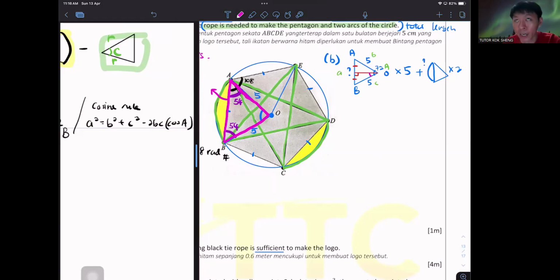72, half will be 36. So we are finding the opposite. The 5 here will be the hypotenuse. We go for sine. So sine 36 equals opposite over hypotenuse. So bring the 5 over and times. You can find the opposite. 2.939.